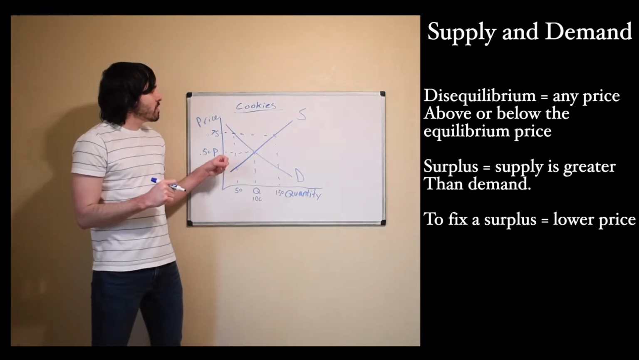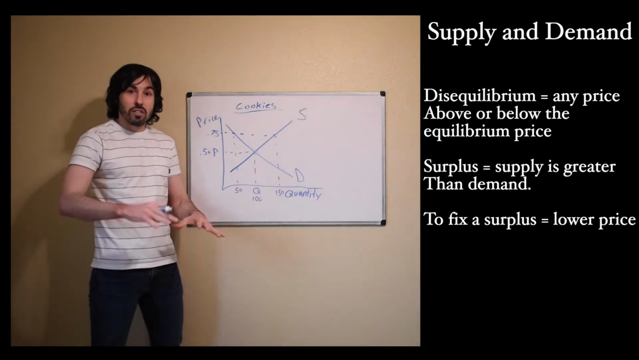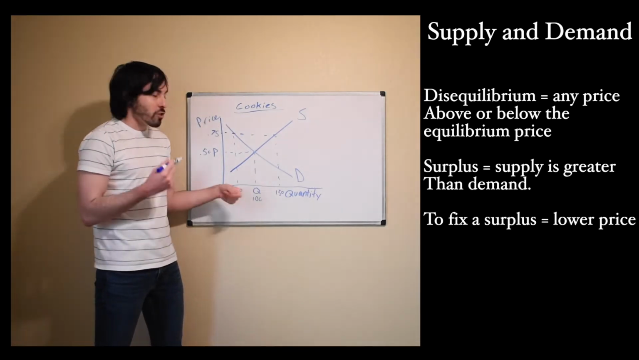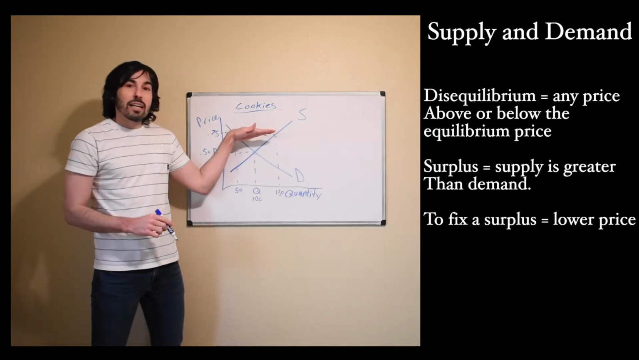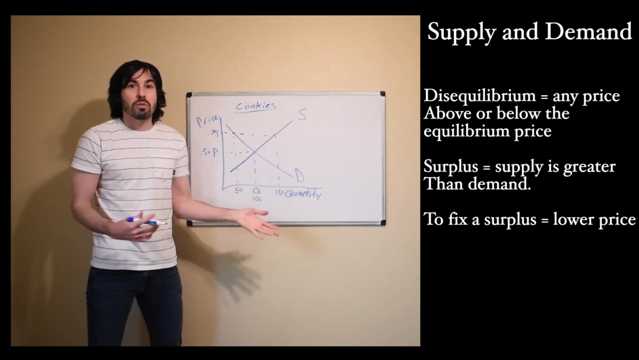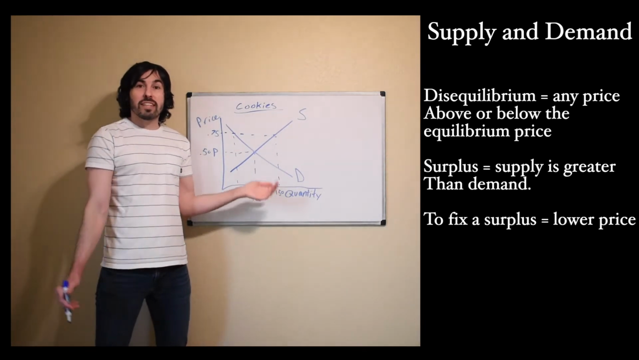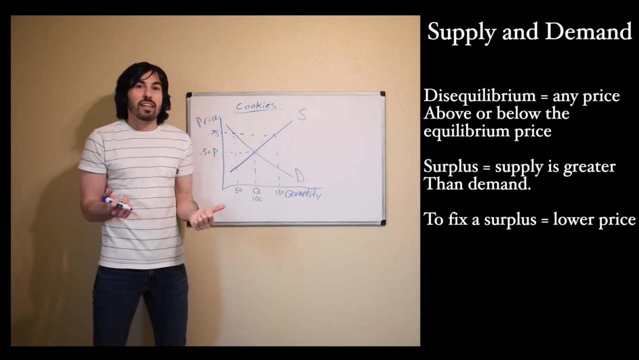And what we end up with is called a surplus. From 50 to 150, there's 100 more cookies sitting on the shelf than there are demanders, people that actually want to purchase that cookie. So we end up with an excess supply, aka a surplus, of 100 cookies. The way to fix this is just put them on sale. Lower the price until you can get all those cookies off the shelf. That's all you have to do.